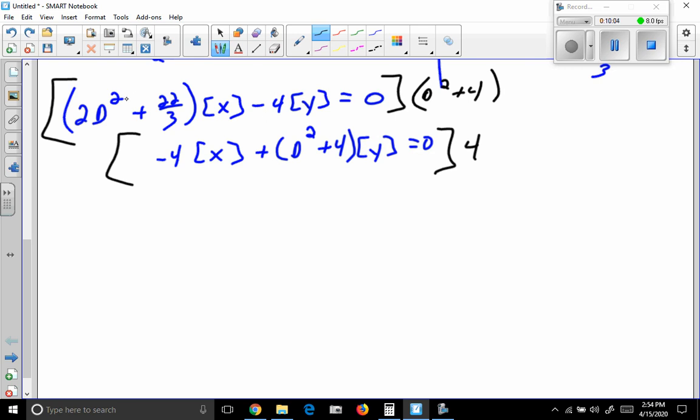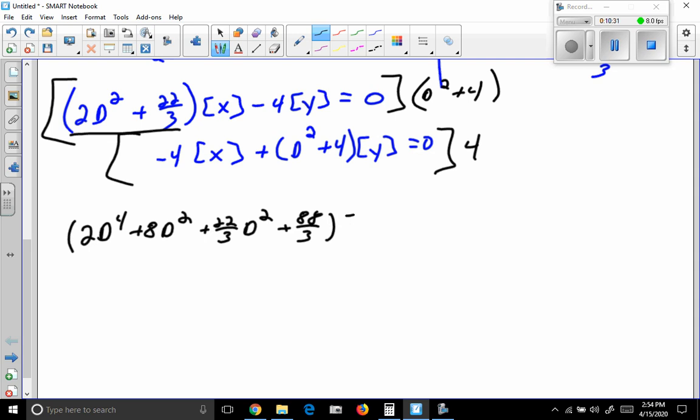So we're going to do this times that, and that's the messy part. So when we do this times that, let's go ahead and distribute that. That's 2d to the fourth. This times that, 2 times 4 is 8d squared. This times that, so 22 thirds d squared. 22 thirds times 4 would be 88 thirds. That's the operation on x. And then we have minus 4 d squared plus 4 as the operation on y.